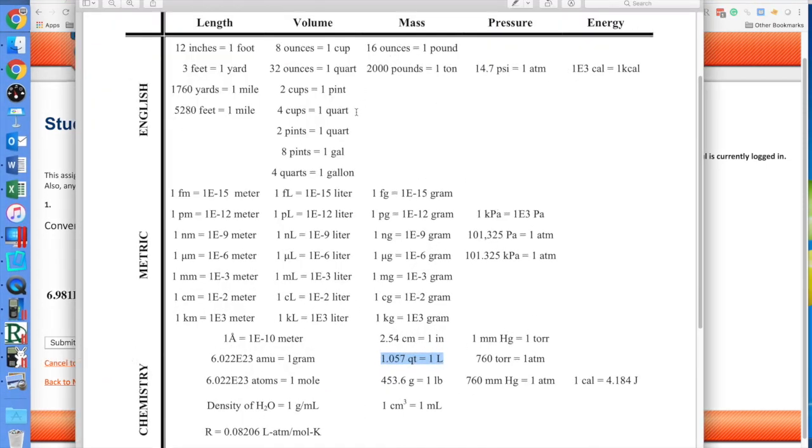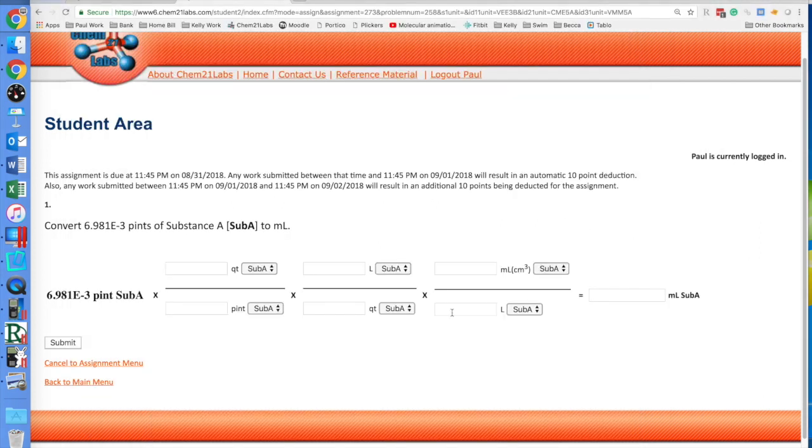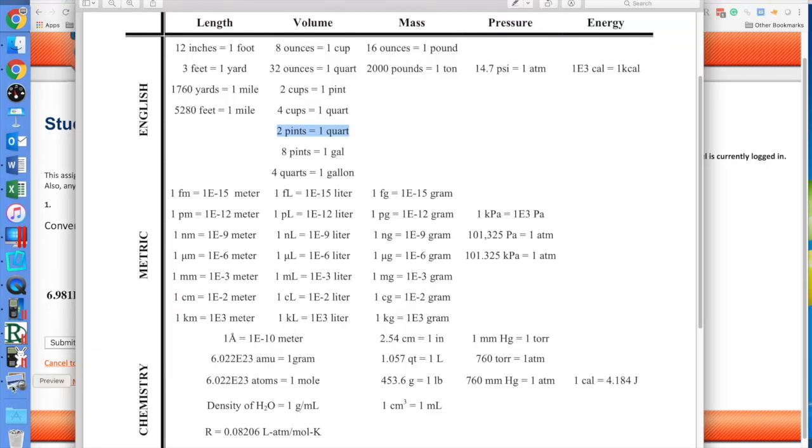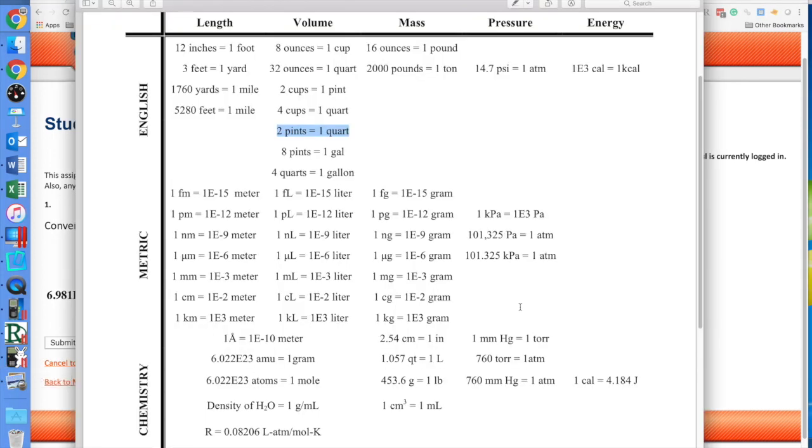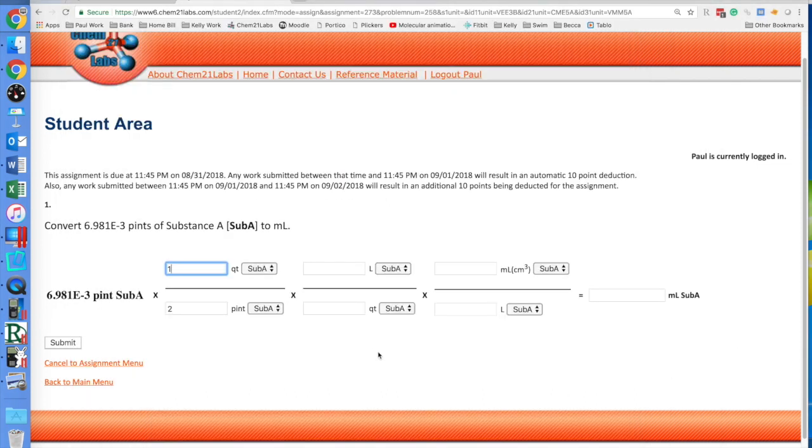If I look at the sheet, the first thing I need to do is find the relationship between pints and quarts. Here it says there are 2 pints for every 1 quart. So I can place 2 under pints and 1 for the quarts. The second conversion factor I need is quarts to liters. On the sheet, 1.057 quarts equals 1 liter. So I will place 1.057 quarts into 1 liter.